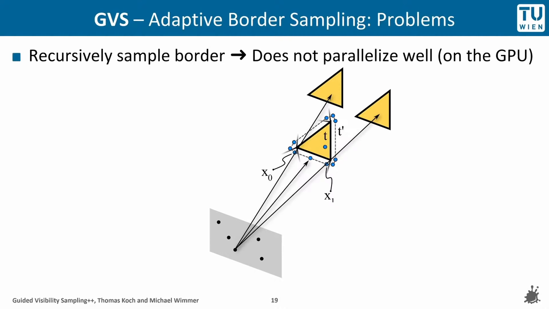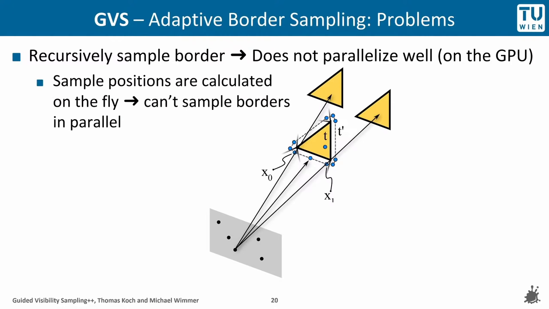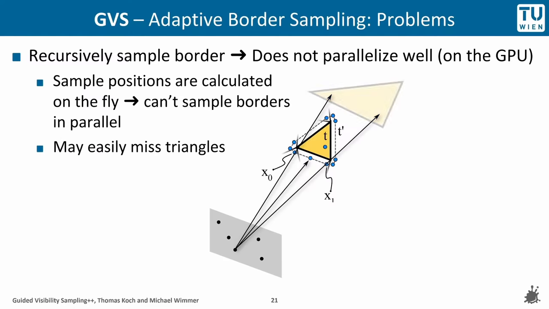One problem is that this recursive sampling does not parallelize well on the GPU because those positions are calculated on the fly, and therefore you can't sample the border in parallel. Also, this may easily miss triangles, especially in a case where the border is not further sampled, like here. So such a triangle may be missed.